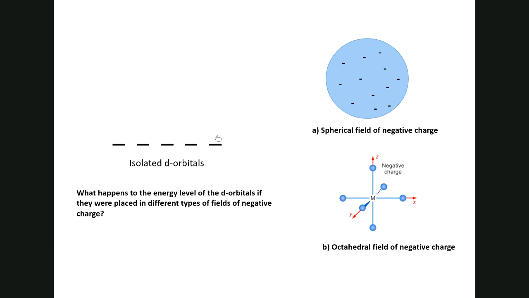Therefore, it's going to be a negative point charge. And keep in mind that each one of my d orbitals is going to hold electrons, so if there are electrons in there, they're going to be negatively charged. So if I take my d orbitals, and here's their ground state energy, and I put them into a spherical charge, which means the charge around them would be the same, what do you think is going to happen to the overall energy of all 5 d orbitals?